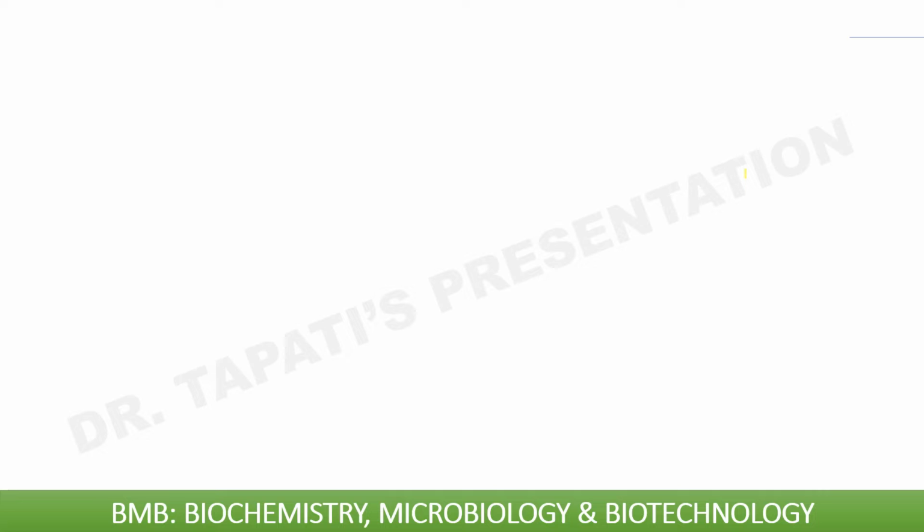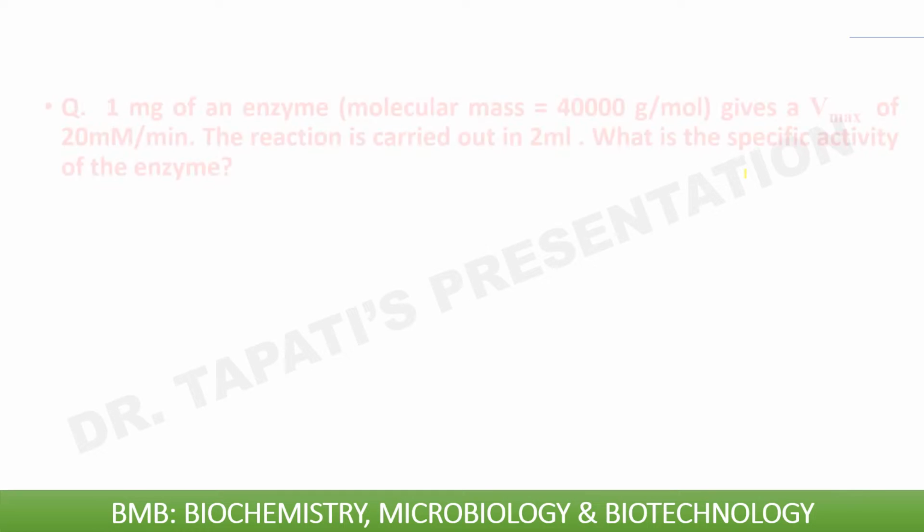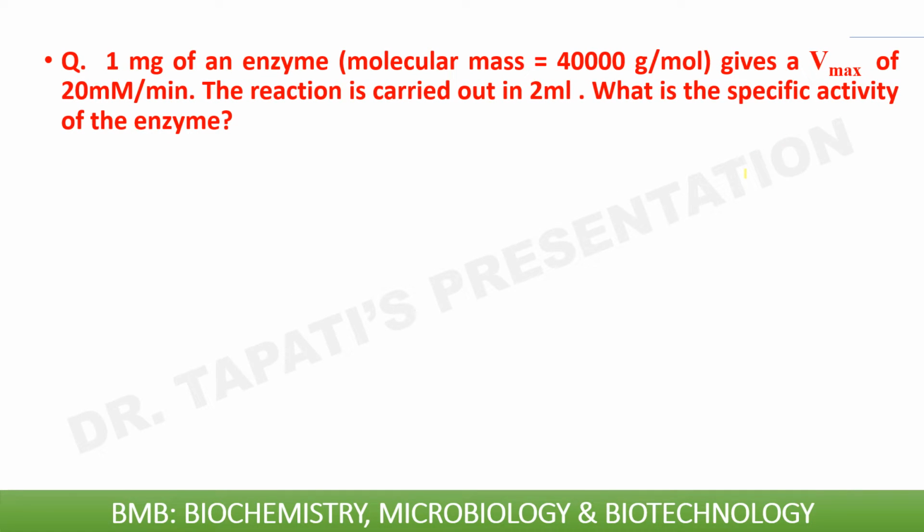Let's solve a mathematical problem for specific activity. This is the question: 1 mg of an enzyme with molecular mass 40,000 gram per mole gives a Vmax value of 20 millimolar per minute. The reaction is carried out in 2 ml. What is the specific activity of the enzyme? We have to calculate the specific activity of the enzyme.